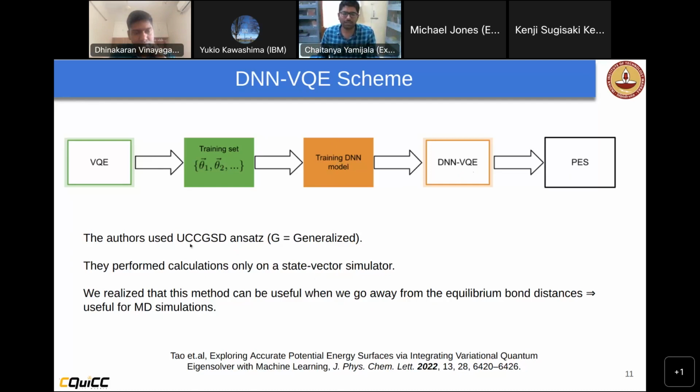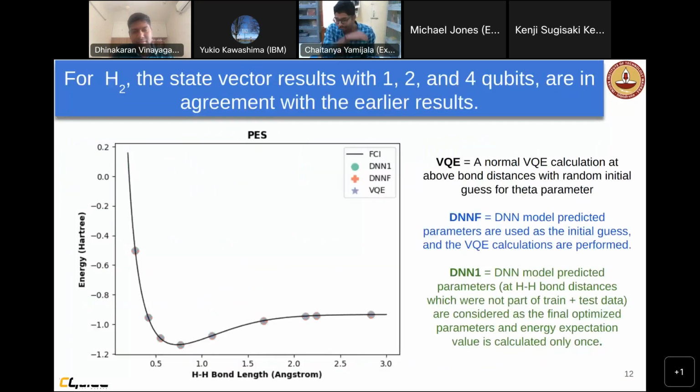They used UCC, GSD and SAS, G corresponding to the generalized one, but they performed all these calculations only on the state vector. What they suggested is that VQE and DNN-VQE results will be very similar, but they showed this only for the state vector simulator. We thought this was a good opportunity to check whether it is going to work for the hardware or not. And additionally, if it works, we would like to go ahead and do it for MD simulations, because during an MD simulation, there will be several bond distances at which you need to compute the ground state energy. This was the motivation for this particular work.